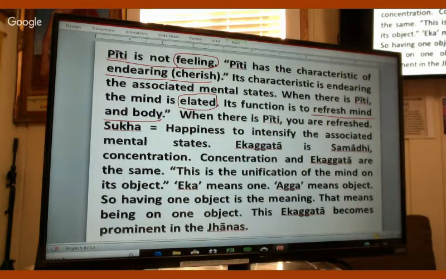Like your phone recharge. The more you use the phone for a long time, the more you need to recharge. Like this, PT, piti, is something we need. Piti Sambojjhanga. Piti is one of the enlightenment factors the Buddha taught, very important to refresh your body and mind. So if you want to be very happy, you need piti.